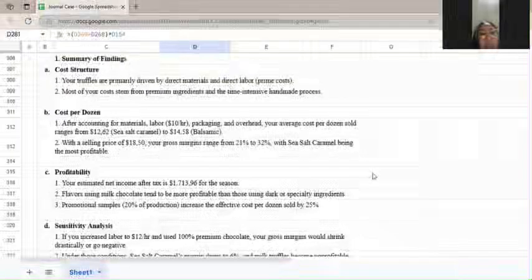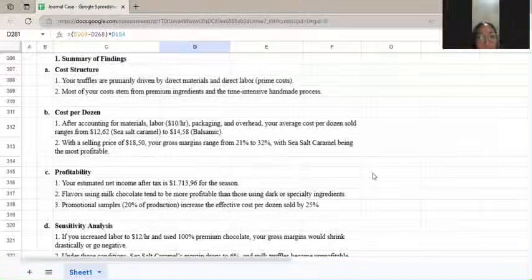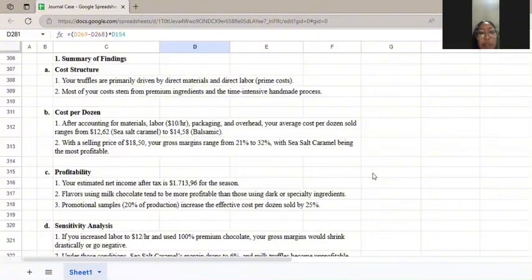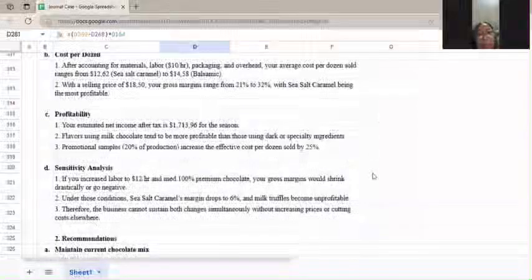And C is for profitability. The first one is your estimated net income after tax is $1,713 for the season. And the second one is flavors using milk chocolate tend to be more profitable than those using dark or specialty ingredients. And the third one is promotional samples, at 20% of production, increase the effective cost per dozen sold by 25%. Please scroll down.